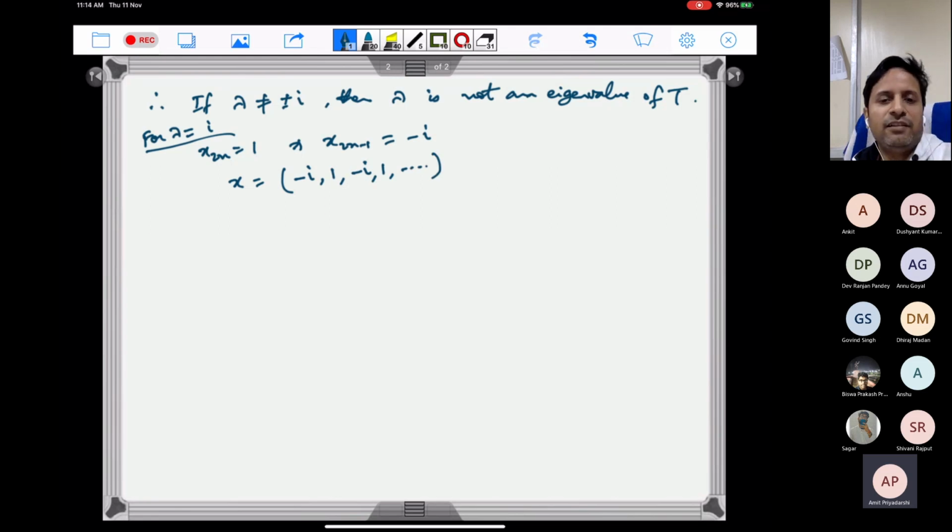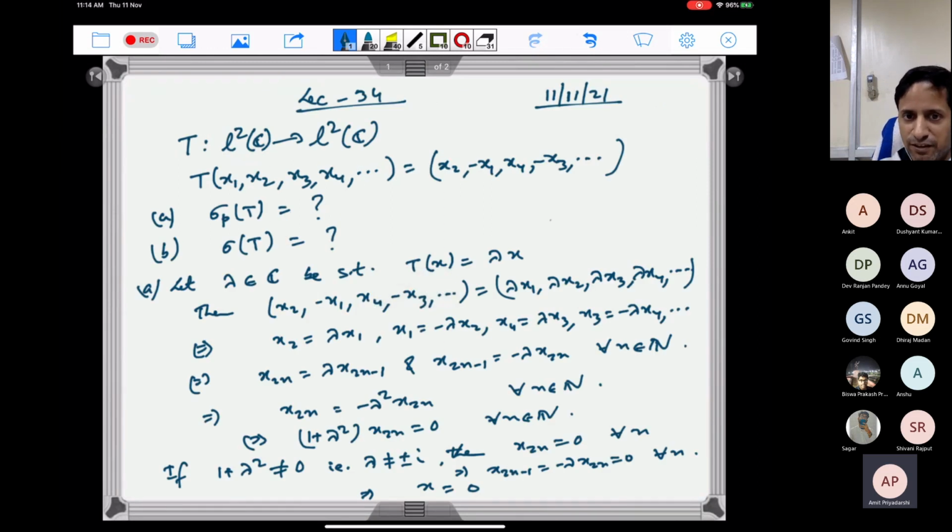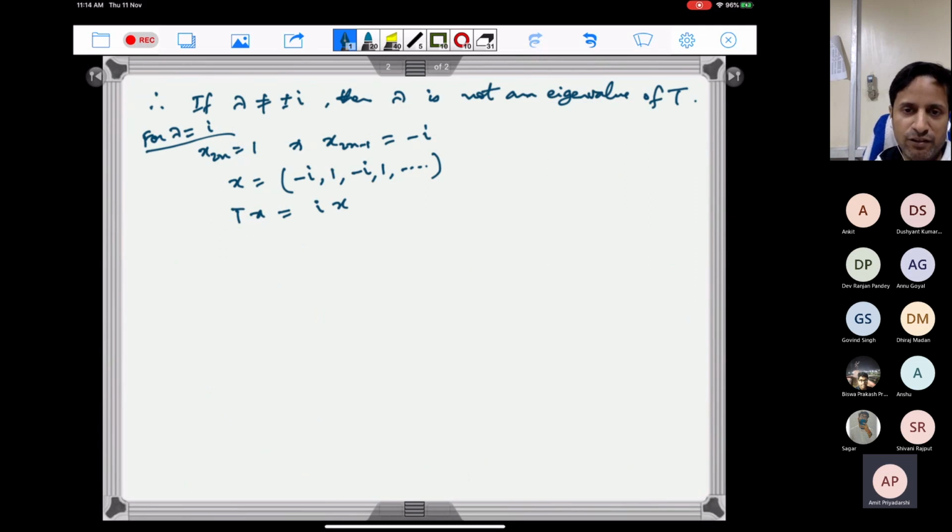So this will of course satisfy it, if you find what is T of this, that will give you iota times x. T of this x will be equal to iota times x, right? You just see this T of x, that is x2, minus x1 and so on. So x2 will be equal to 1, and then iota, 1, iota and so on, which is just iota times this vector. But does it imply that this x is an eigenvector?